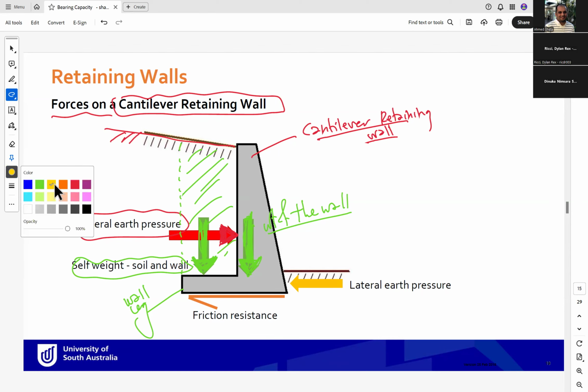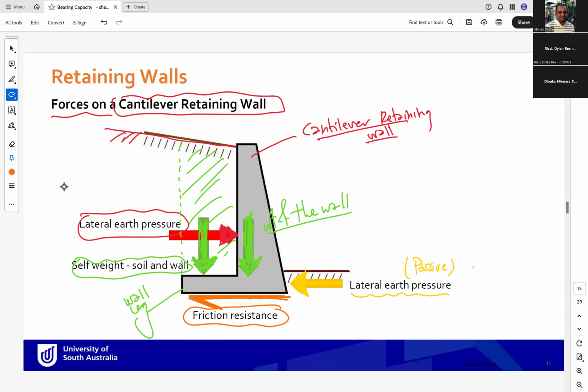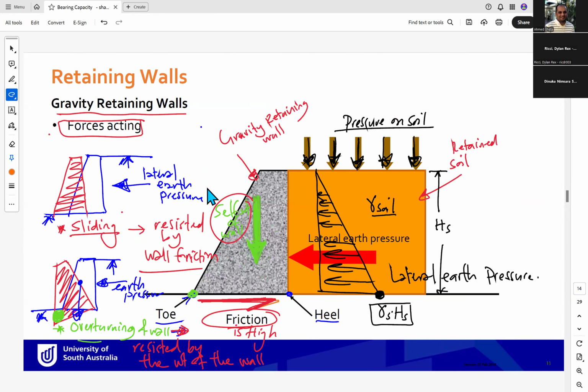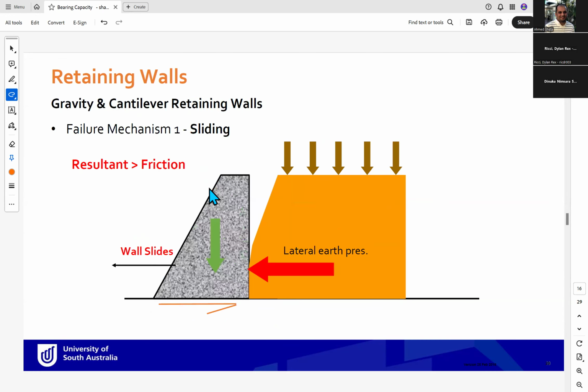What else we have here? We have lateral earth pressure from the other side, or passive earth pressure. And what else we have? Again, because the soil is trying to move, we will have friction of the soil. So it is similar to the gravity retaining wall, but we have just added this new component here. Okay, so these are the forces on the gravity wall and cantilever wall.